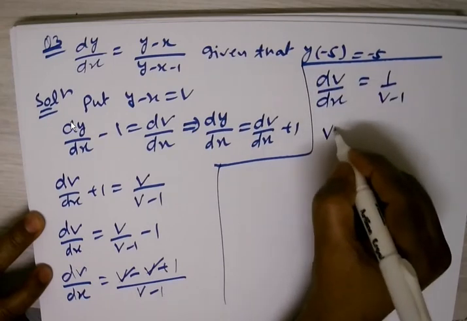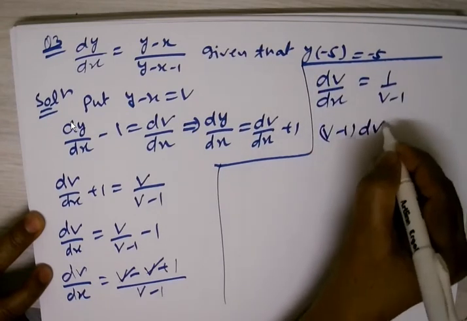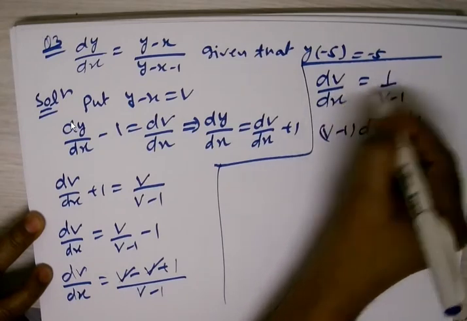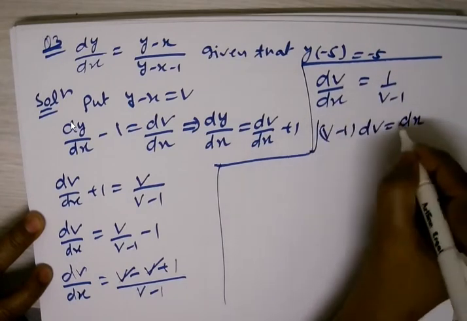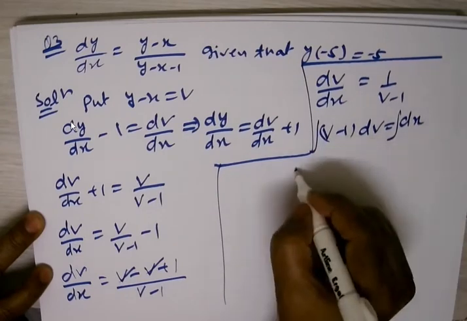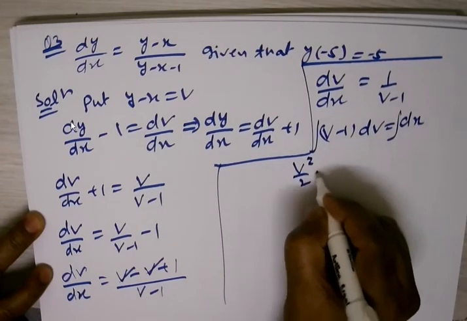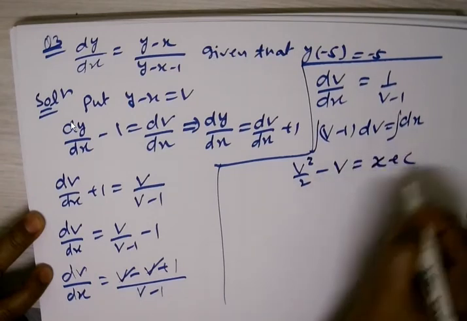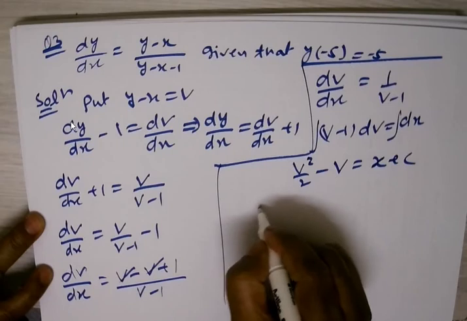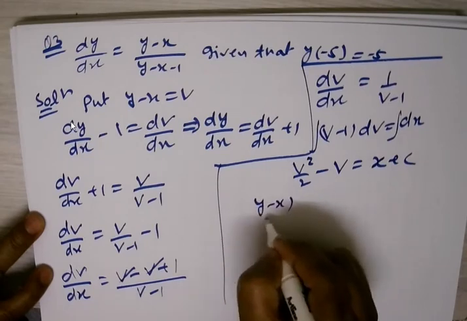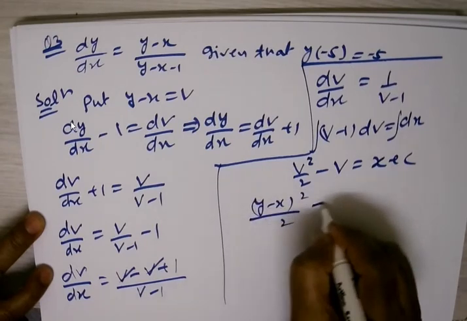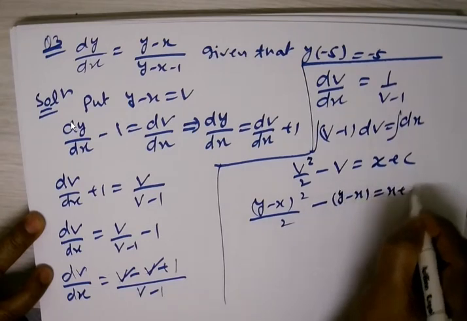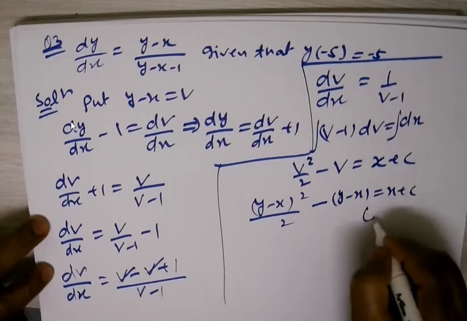Now simplify. (v minus 1) dv, using cross multiplication. Just come here and this will come here. This dx comes here. So now integrate separately. Integration of v means v square by 2. Integration of 1 means v, is equal to integration of dx means x plus c. Now replace v. What is v? V means y minus x. So (y minus x) power 2 divided by 2 minus (y minus x) is equal to x plus c. This is your general solution.